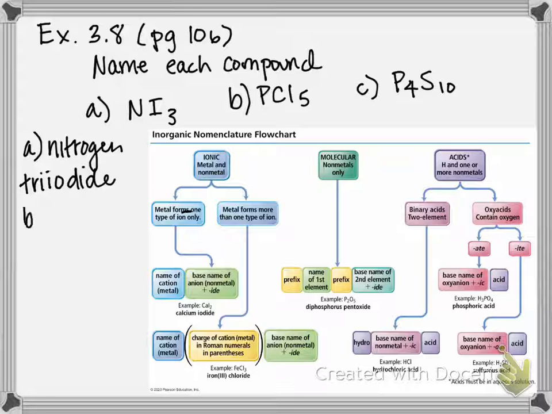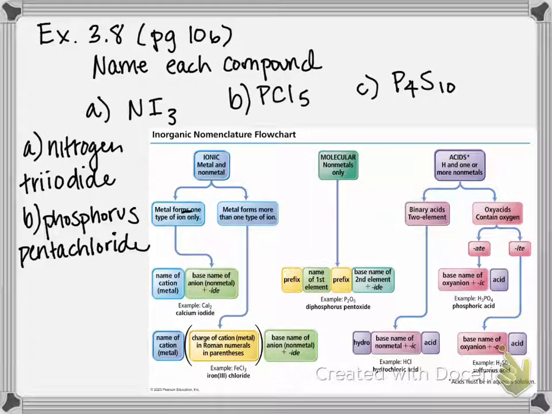For the second one, B, we have PCl5. So we have 1 P, but it's understood that it's 1 since it's first, so we don't have to put mono in front of it. So this would be phosphorus. And we have 5 chloride ions. The prefix for 5 is penta, so it would be phosphorus pentachloride, since there's 5 chlorine ions.